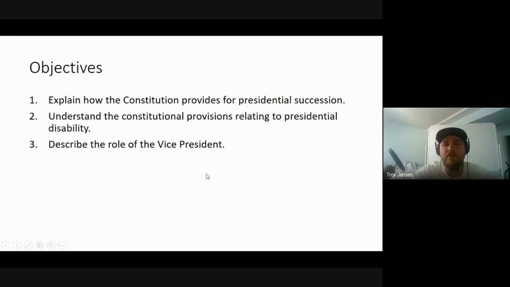Okay, some of the objectives of what we're going to be learning today is explaining how the Constitution provides for presidential succession. So what happens if the president dies? Who is the next in line? Understand the constitutional provisions relating to the president's disability. So if the president is unable to perform his job duties, who has that job and who will perform those job duties for them? And describe the role of the vice president.